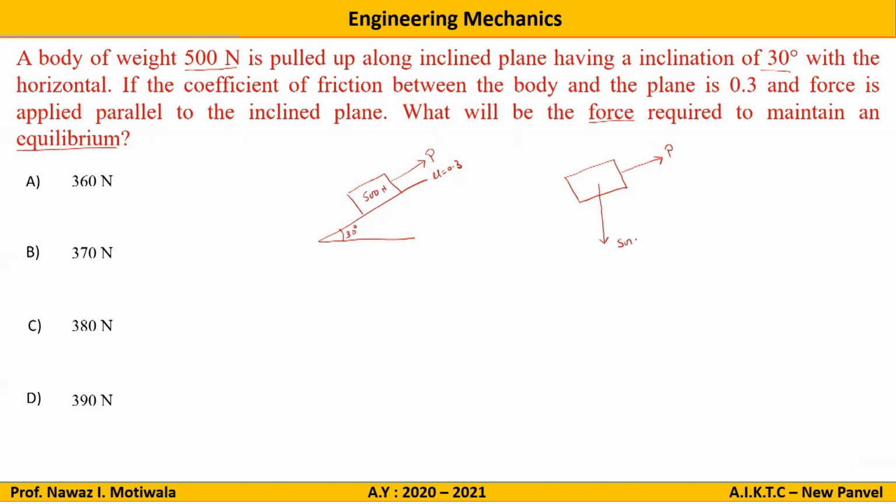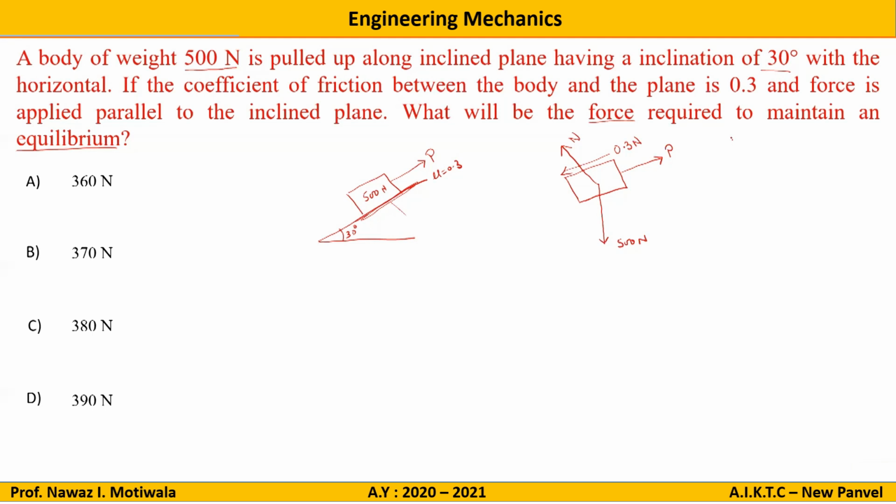Self weight is given as 500 Newton. Then we draw the reaction from the contact surface. As the surface is inclined here, the reaction will be perpendicular to it. It will be like this, from the surface to the body. Let it be N. And then next will be the friction force. As the body is moving up the plane, the friction force will act downward along the plane. Mu multiplied by N, with a value of 0.3, will be 0.3 N.